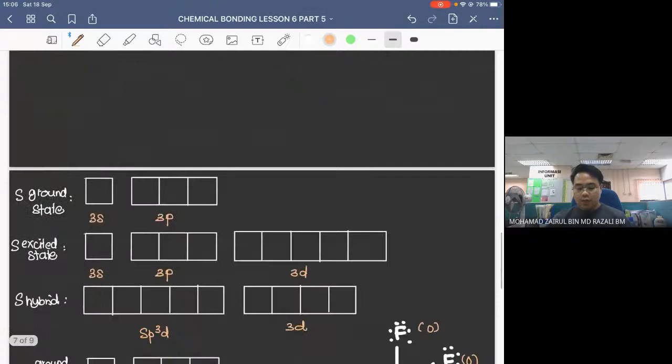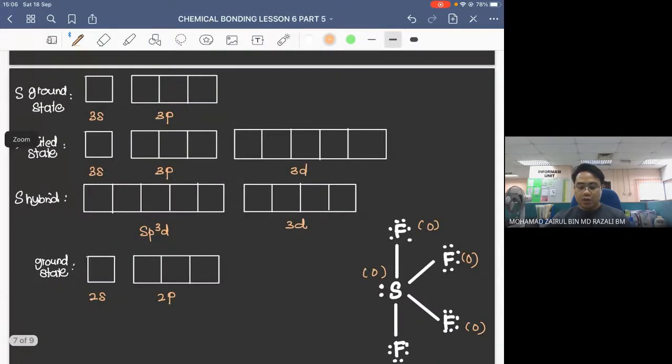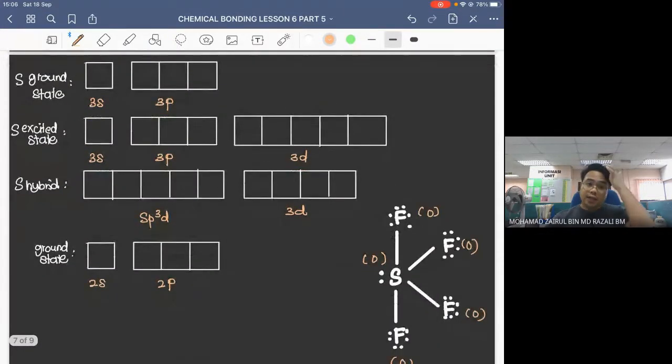Okay, now we can draw the orbital diagram for the valence. Sulfur is in group 16, period 3. That means sulfur will have 6 valence electrons. So 2 of the electrons will occupy 3s and another 4 will occupy the 3p. If you look at the structure, we have 1, 2, 3, 4. So we have 4 sigma bonds.